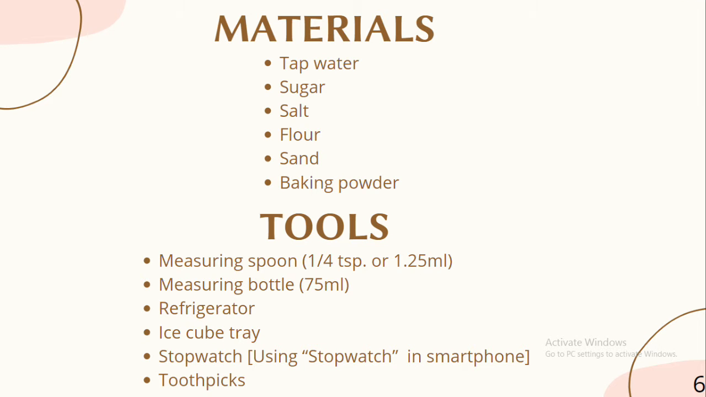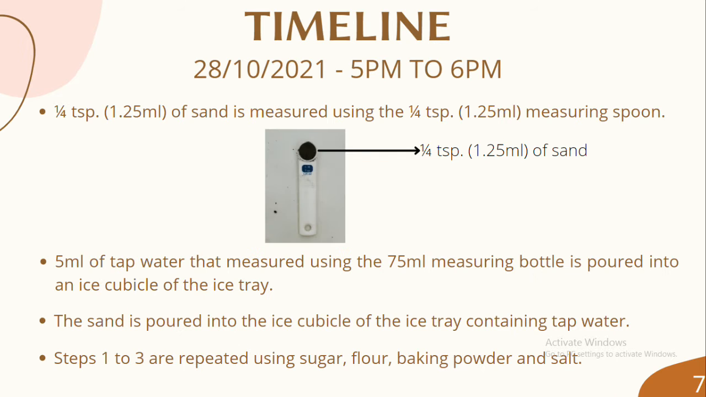So the materials used in this experiment are tap water, sugar, salt, flour, sand, and baking powder. The tools used included a measuring spoon that is 1.25 ml, a measuring bottle of 75 ml, refrigerator, ice cube tray, stopwatch, and toothpicks. So the timeline for the experiment is on the 28th of October 2021 from 5 PM to 6 PM.